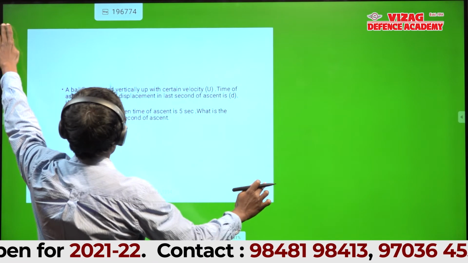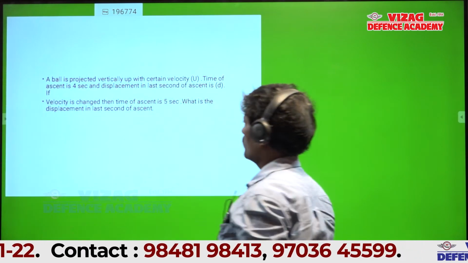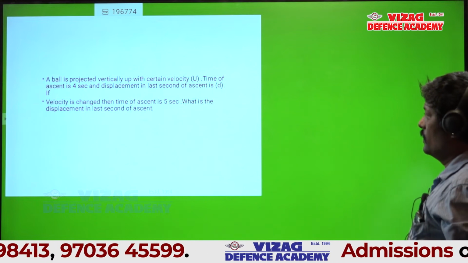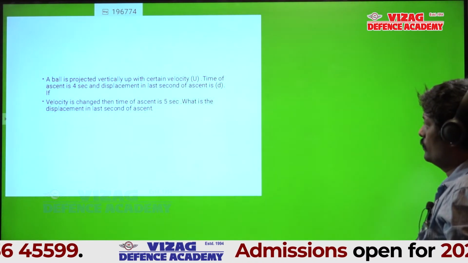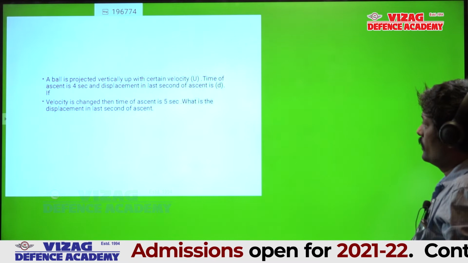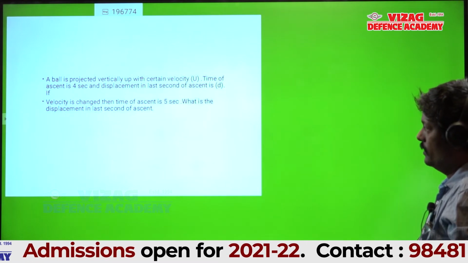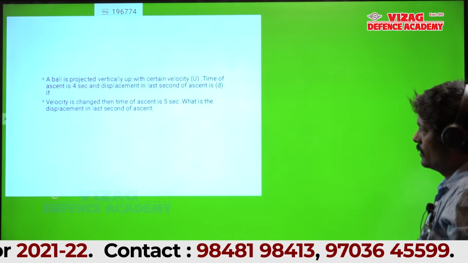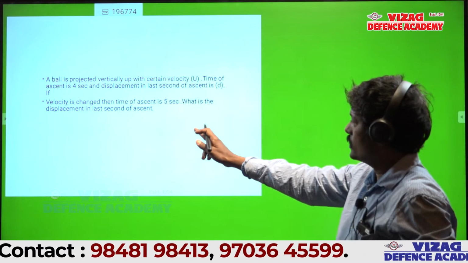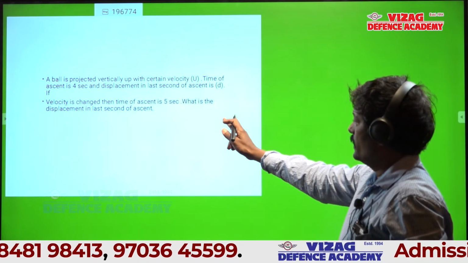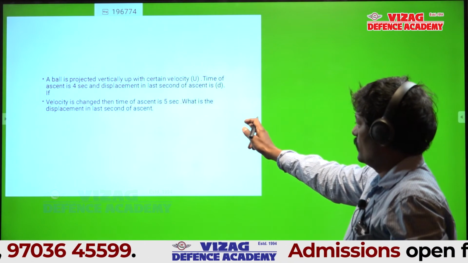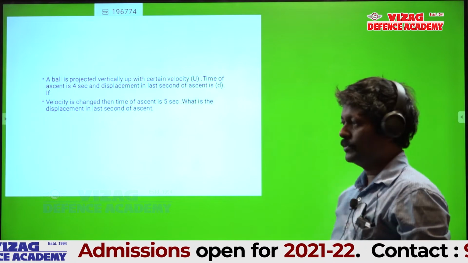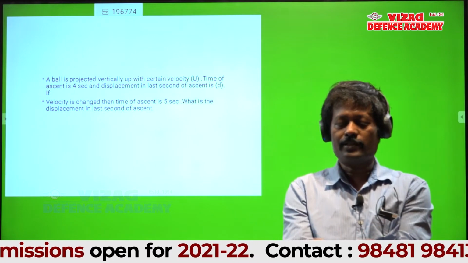Look at this here. A ball is projected vertically up with certain velocity u. Time of ascent is 4 seconds and the displacement in the last second is d. If velocity is changed, then time of ascent is 5. What is the displacement in the last second of ascent? I am throwing this vertically up.